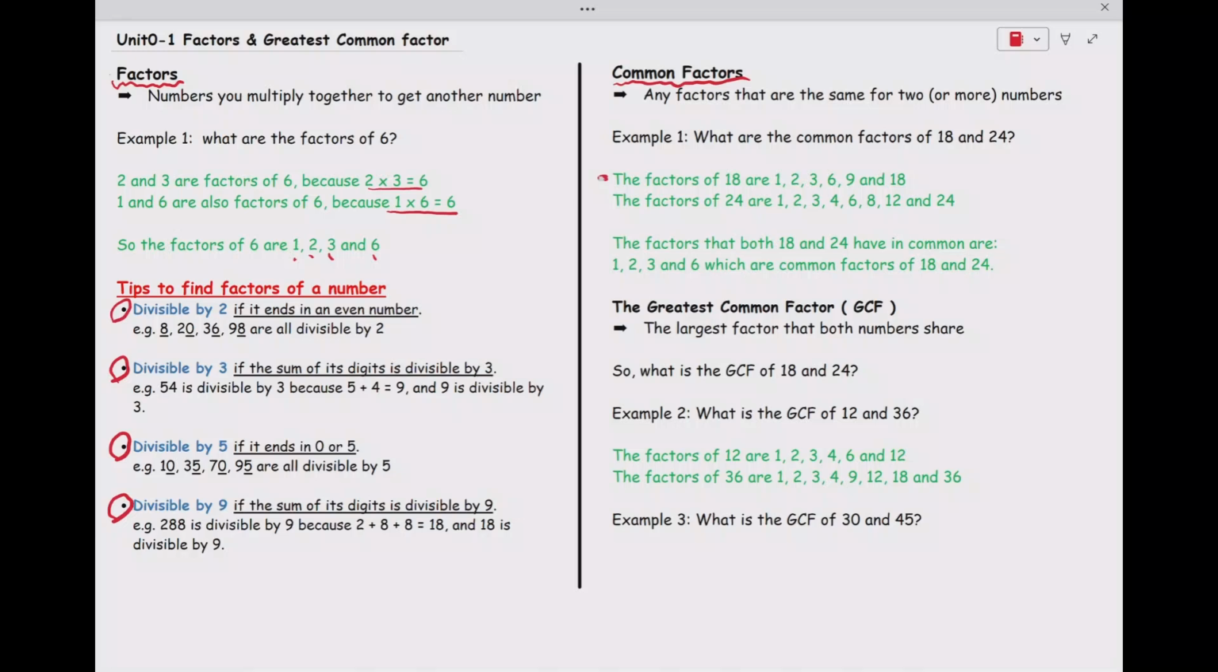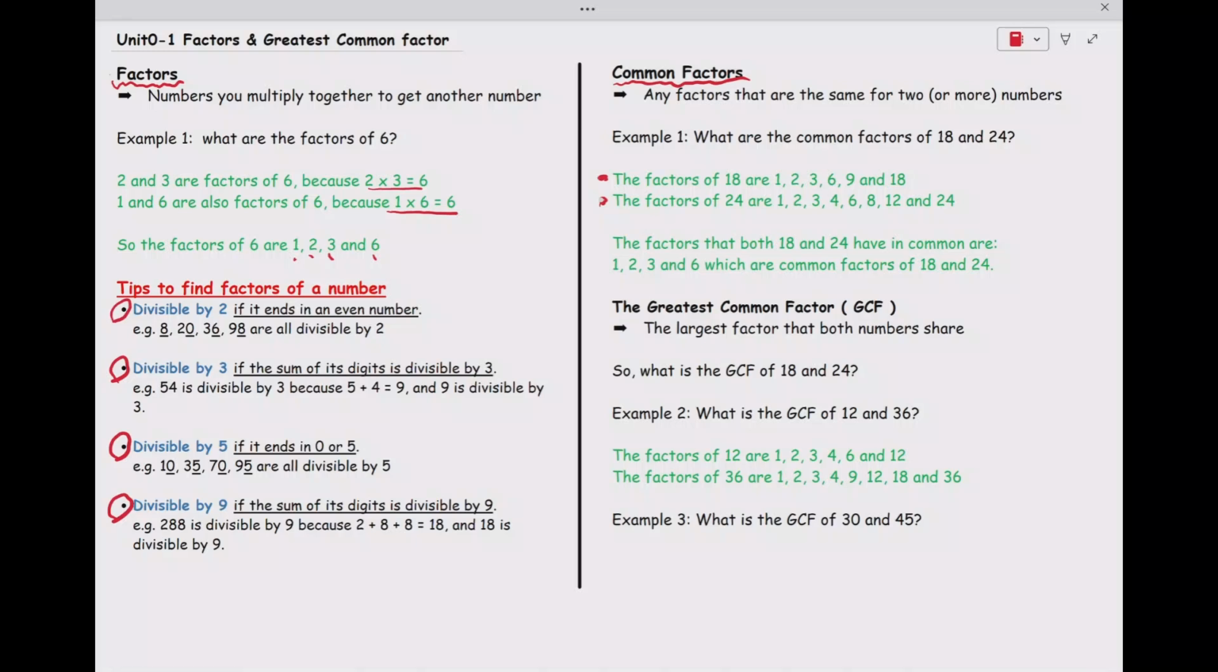How about 24? 1 and 24 are factors of 24, because 1 times 24 equals 24. 2 and 12 are also factors of 24, because 2 times 12 equals 24. 3 and 8 are also factors of 24, because 3 times 8 equals 24. And finally, 4 and 6 are also factors of 24, because 4 times 6 equals 24. So, the factors of 24 are 1, 2, 3, 4, 6, 8, 12 and 24.